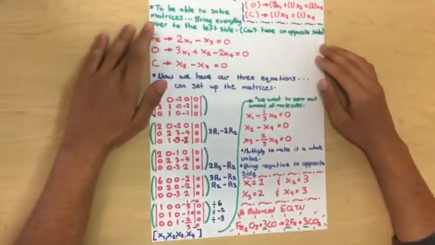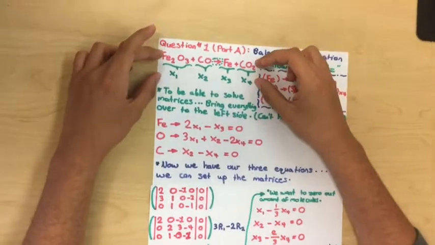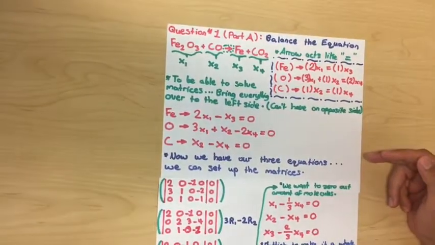Hello, Mr. Q. This is Mostafa, and this is my performance task for calculus. So we're going to start off with question 1, part A, which contains this equation that we're supposed to balance.